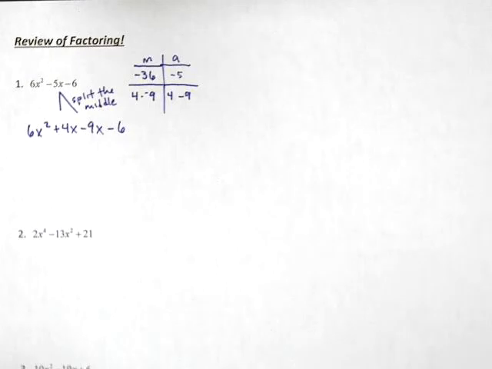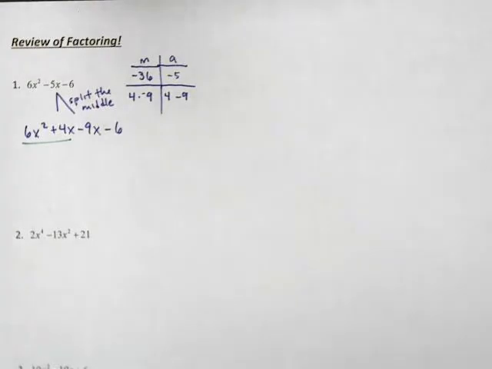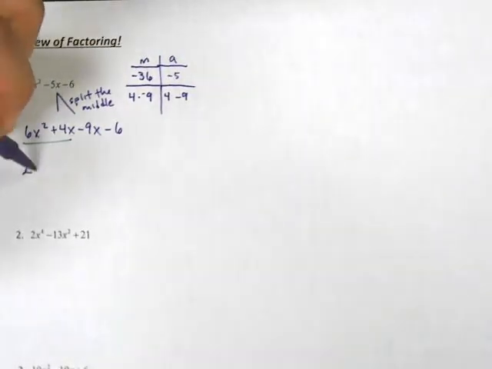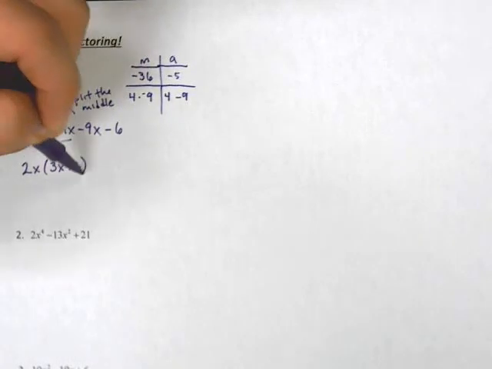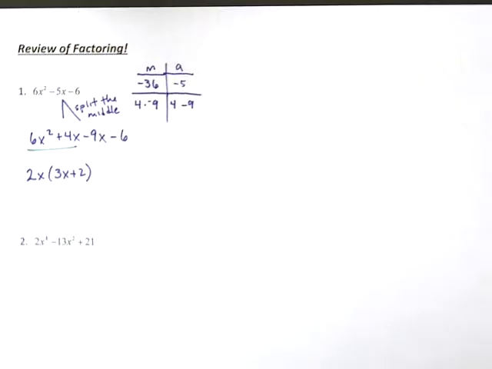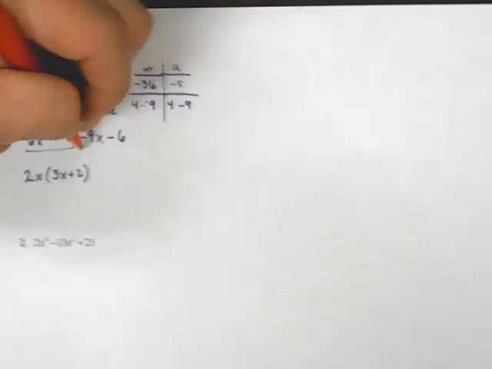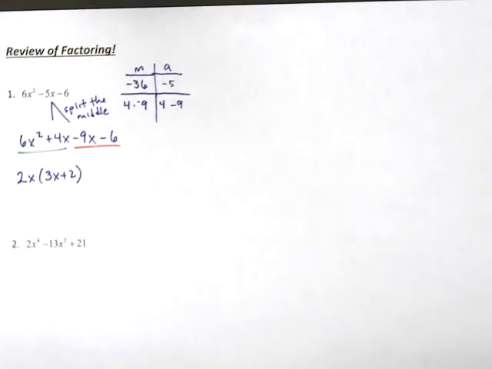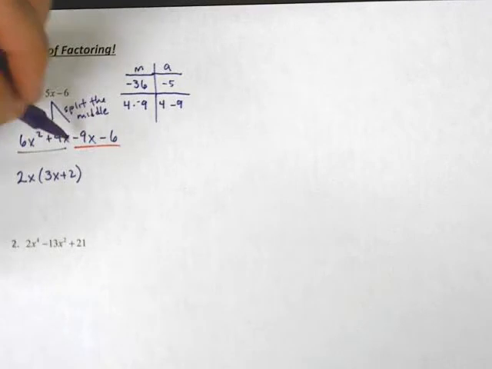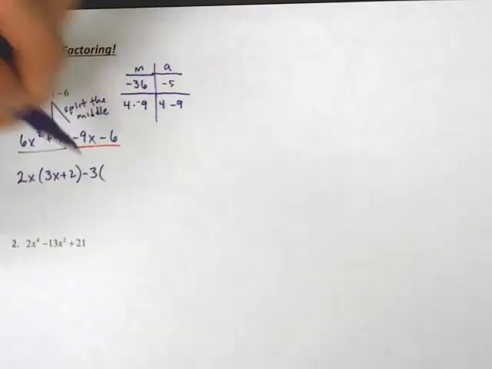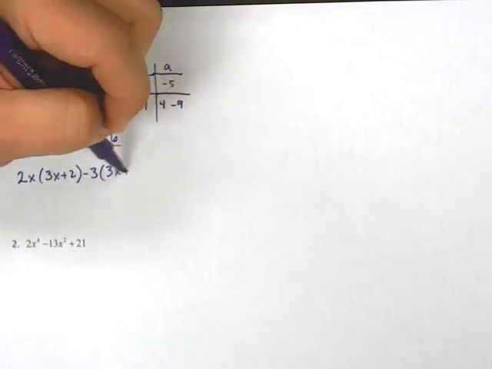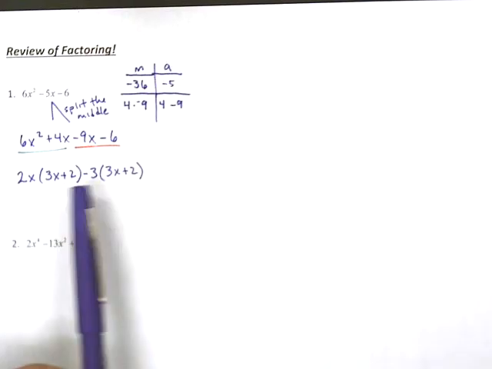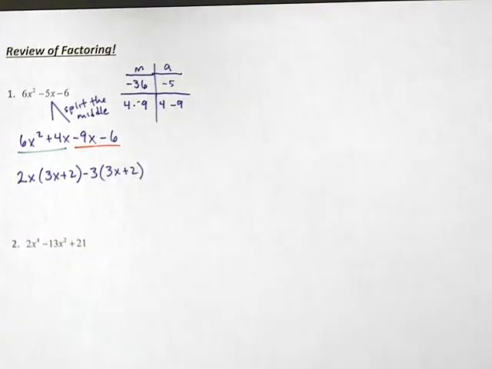Now we factor by grouping. If I look at my first two, I can take a 2x out, which leaves me with 3x plus 2. And when I take a look at the next two, I'm going to take out a negative 3, which leaves me with positive 3x, positive 2. This is perfect. You know you've done it right when these two values are the exact same.